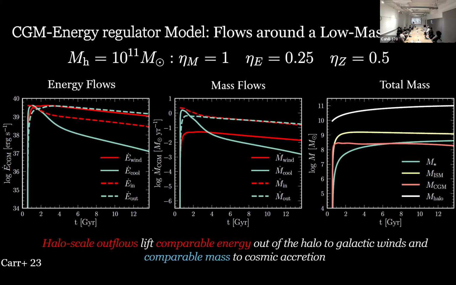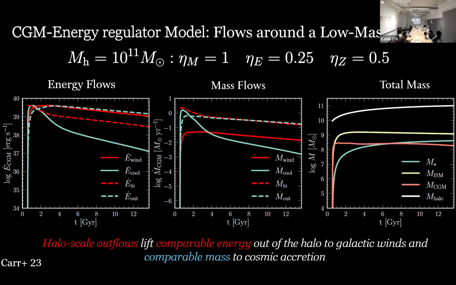And what you find, after some initial period of non-equilibrium physics, where you have rapid cooling at early times that feeds the early galaxy and star formation, you quickly arrive at this equilibrium state in the energy flows, where these halo scale outflows tend to line up pretty nicely with the heating coming from the winds. And this tight regulation also works to keep the cooling low in these systems. And so you have really rapid cooling at early times in the mass flows, as that feeds the early galaxy. This tight regulation keeps the cooling low at late times, and also works to keep your CGM masses relatively constant over time.